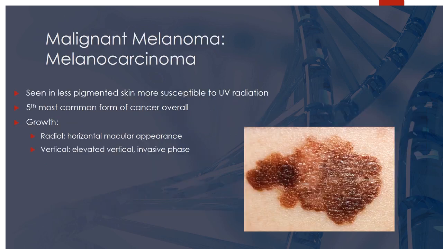So now moving on to melanoma, if you wanted to have the correct term for this, it would actually be melanocarcinoma, as we talked about before with the epithelial origin. So we see this in fair-skinned individuals. They're more susceptible to that ultraviolet radiation. It's the 5th most common form of cancer overall, and it has separate growth phases, the radial and the vertical phase. Vertical phase being that more invasive phase as we start to get further into tissue.